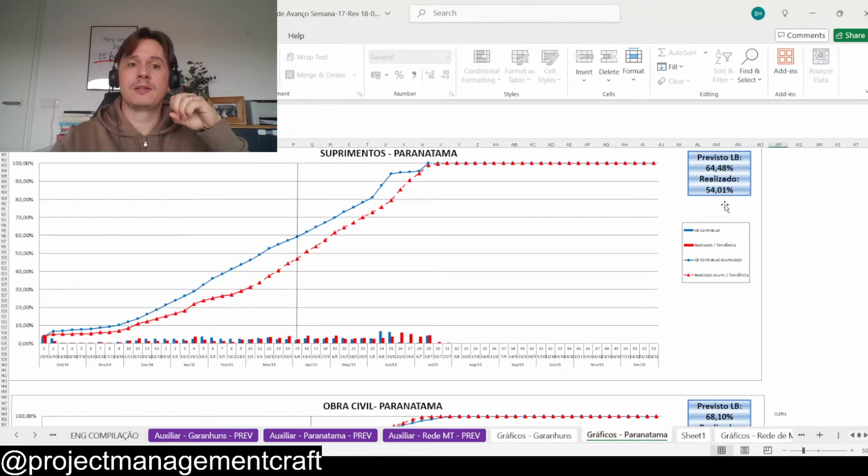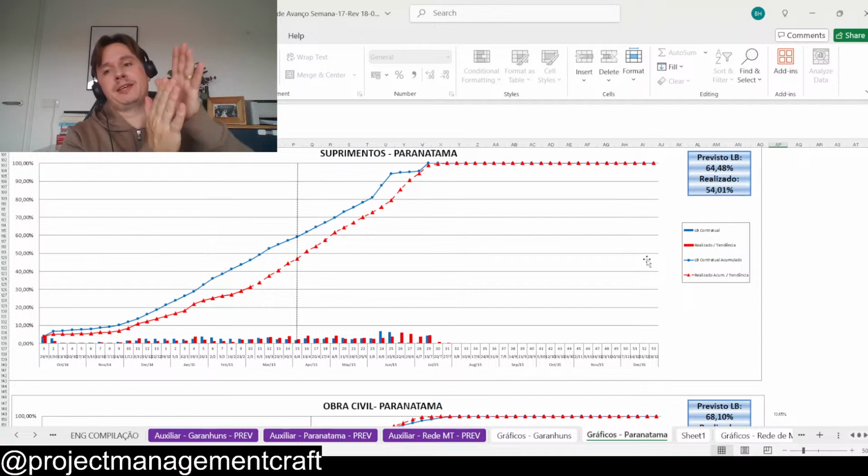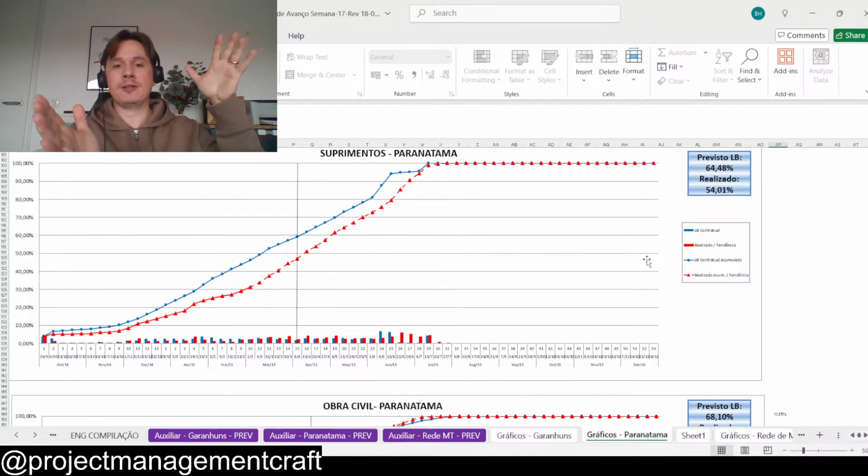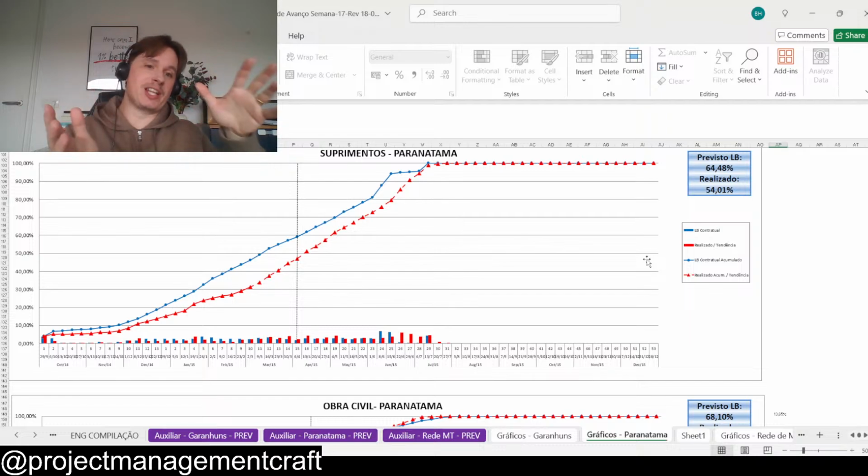Say, oh, I see the delay. If you are showing this to the customer, they are going to ask how you are planning to recover that, because the more the blue line and the red line open the gap, the more challenging it will be to deliver on time. You're going to need a lot of extra effort to make sure that you deliver on time.